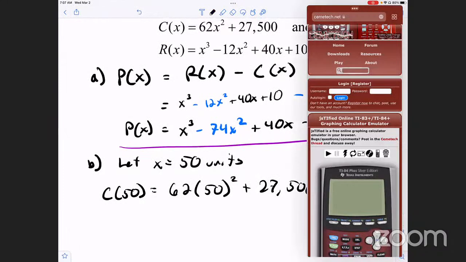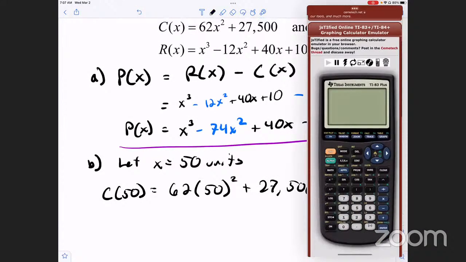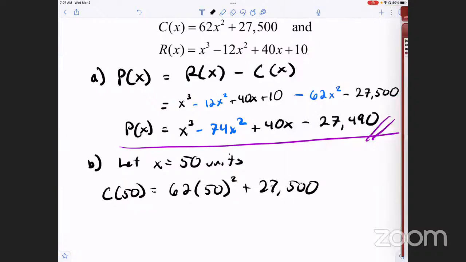Okay, refresh. 62, that's not a 60, 62. Like this, it should be fine. Plus 27,500. Okay. 182,500.